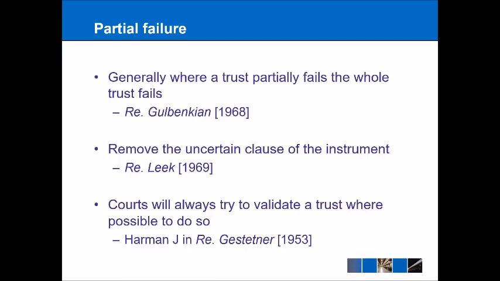It may also be the case, as we talked about in Re Baden No. 2, and as we see here in Re Leek 1969, that it's possible to remove the uncertain clause of an instrument just to ensure that the entire trust instrument isn't going to fail because of this partial uncertainty. And there we have certainty of objects.